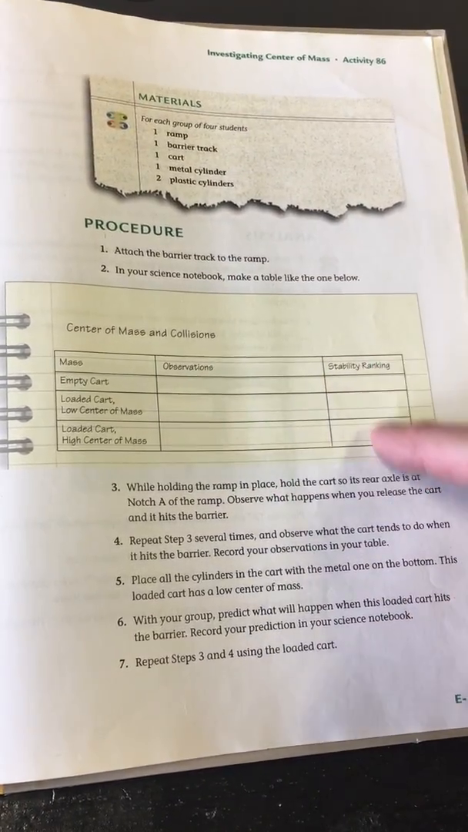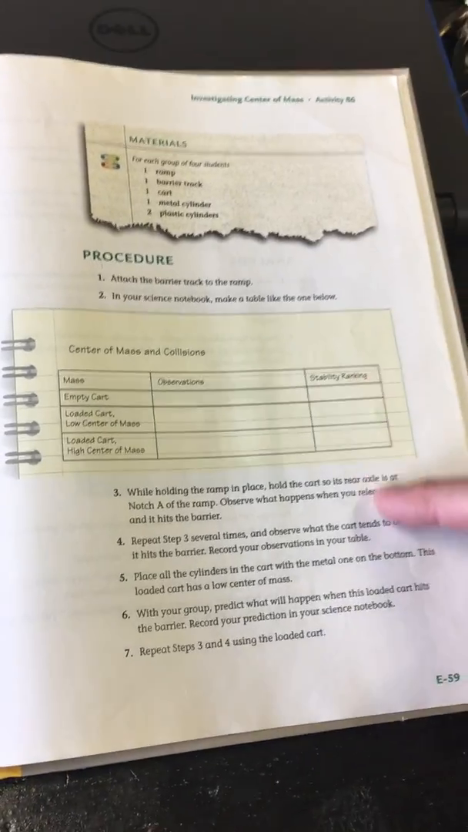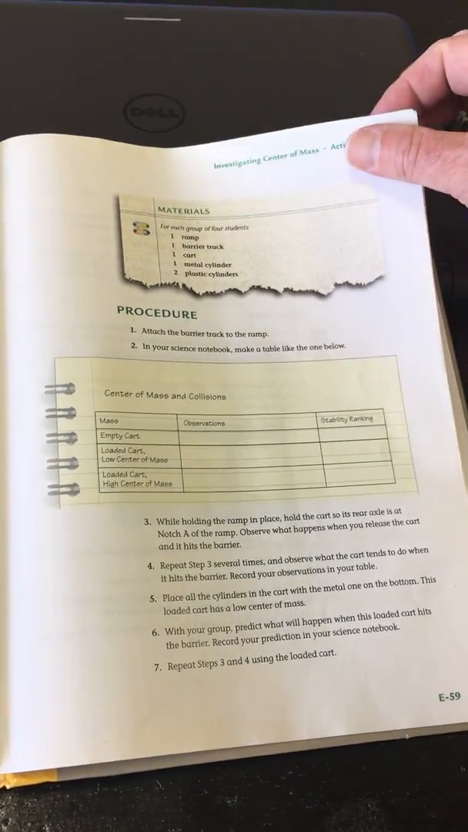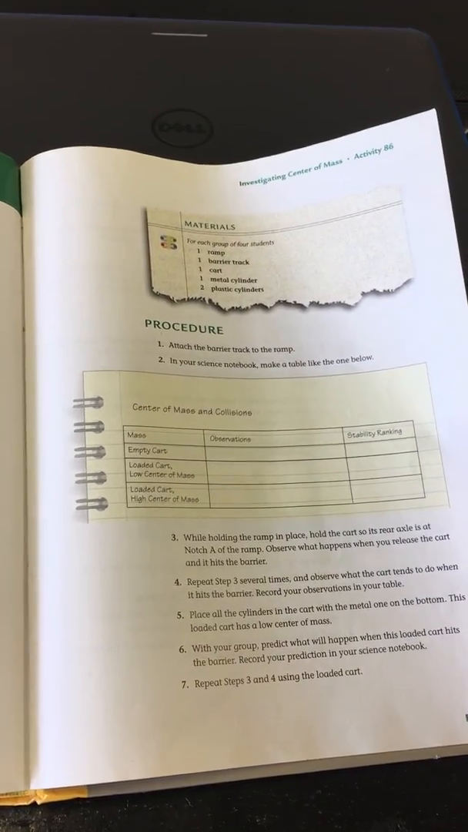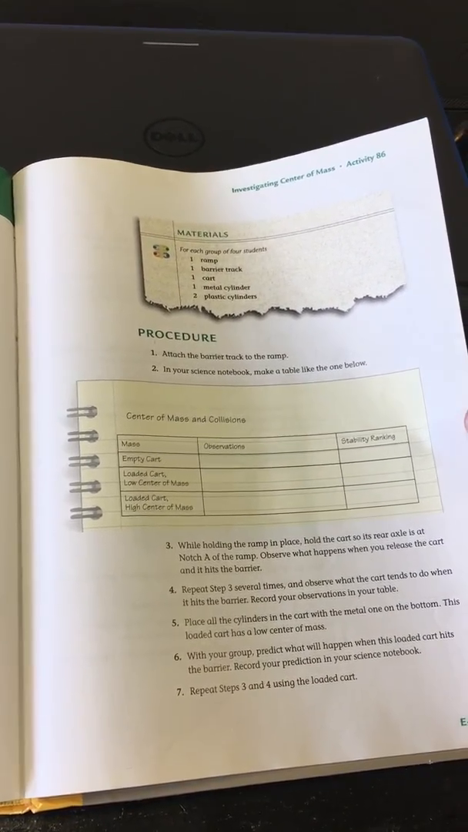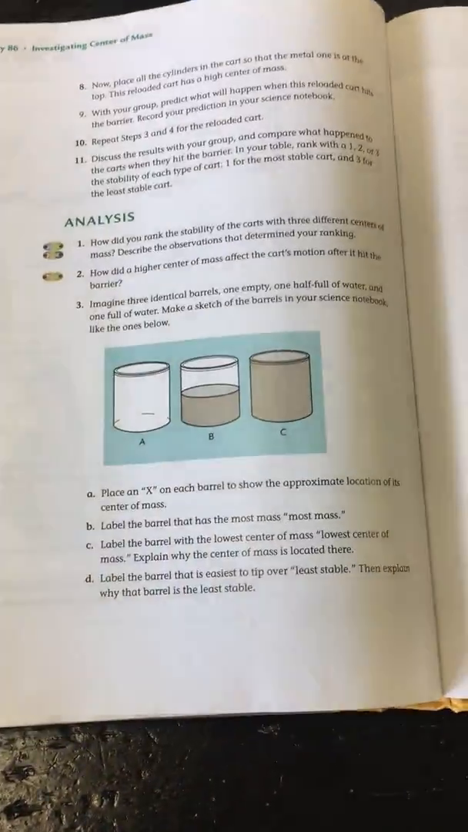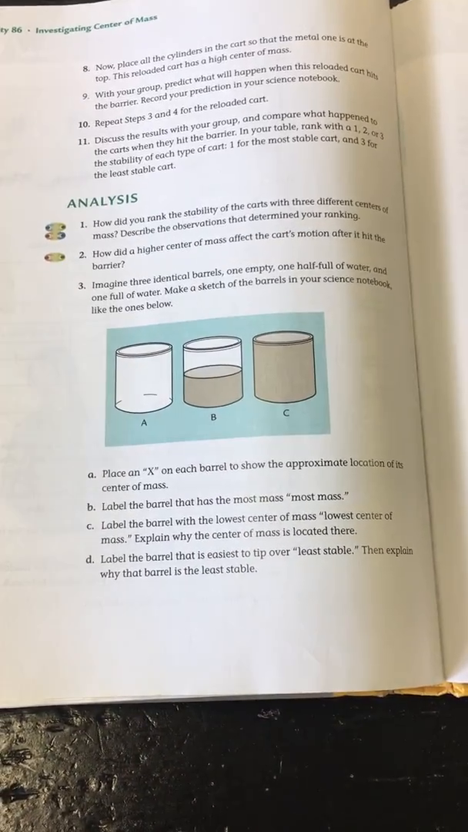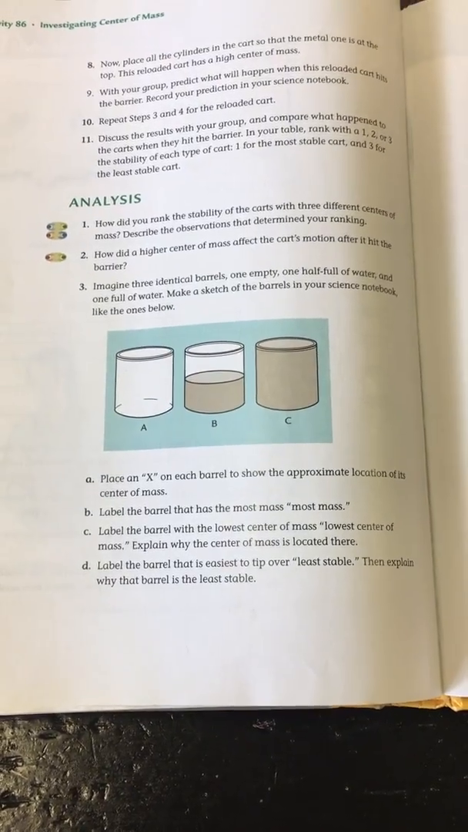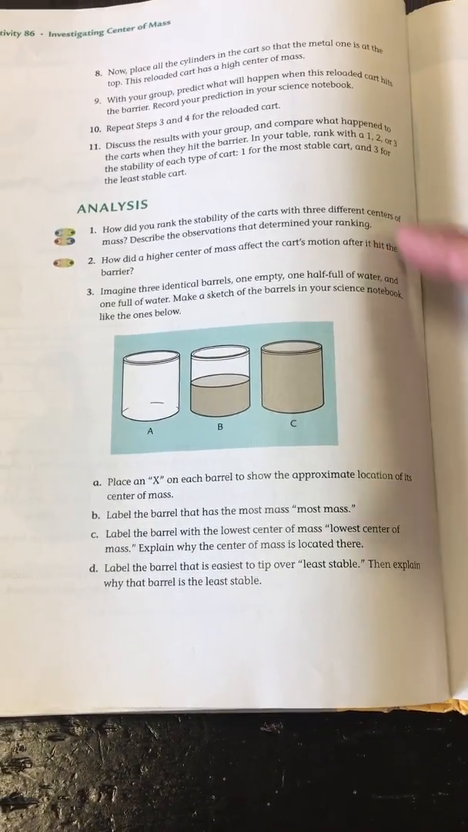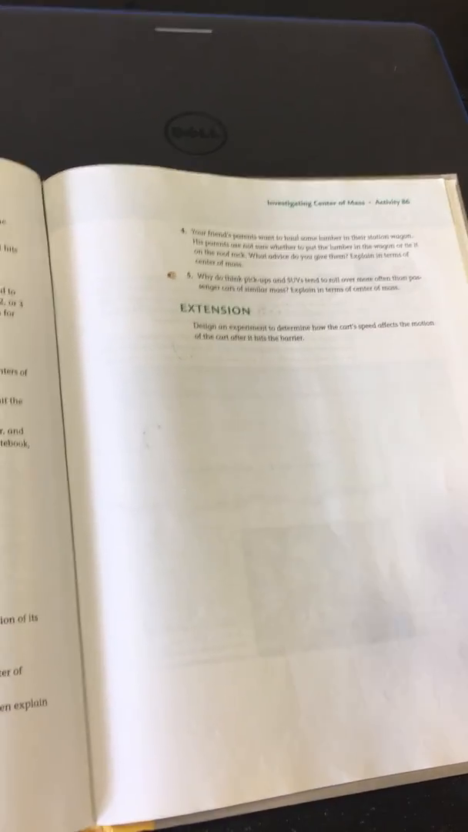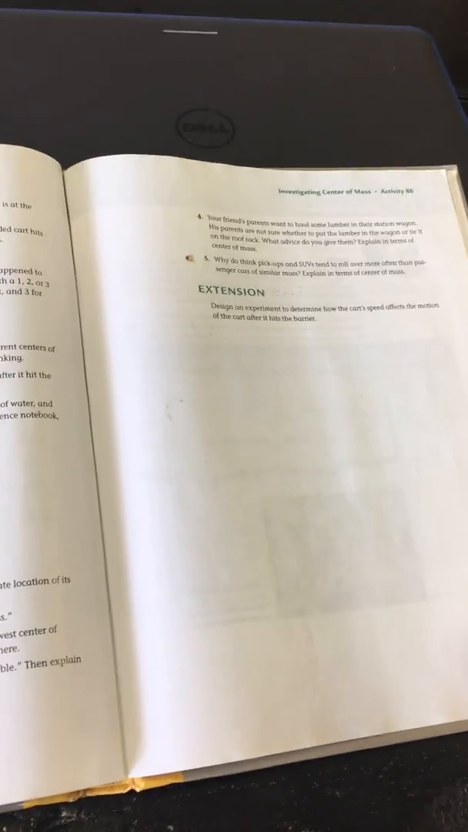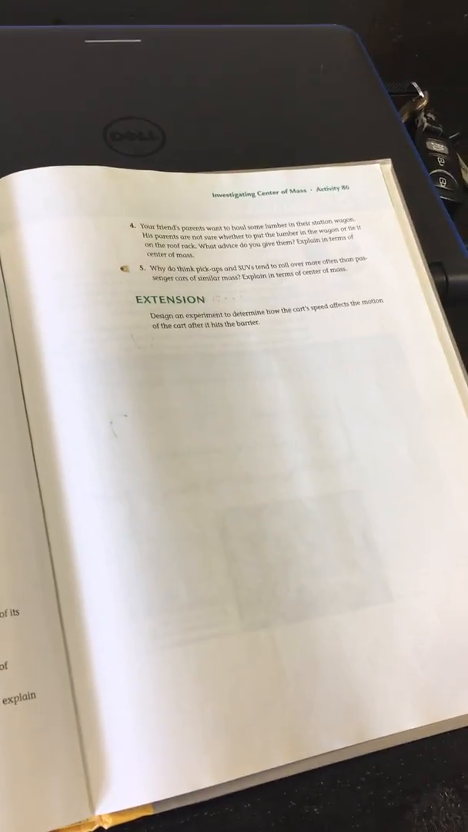Now you can give your stability ranking, 1, 2, or 3, for the empty cart, loaded cart, and high center of mass cart. Again, you want the most stable as 1 and the least stable as 3. Next, you're going to answer analysis questions 1 through 3 here, and then 4 and 5 on the next page. And that is lab number 86, investigating the center of mass.